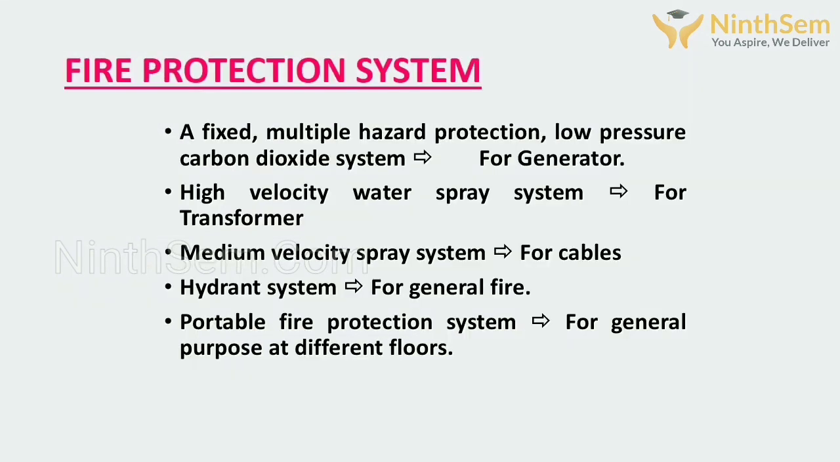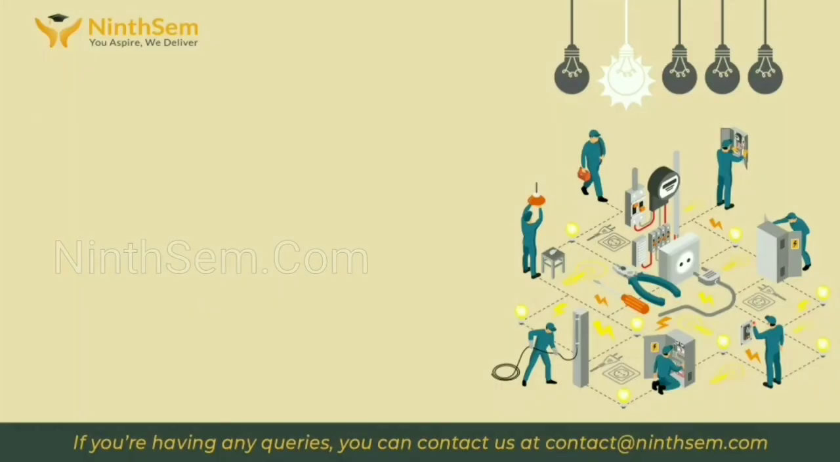Fire protection system. A fixed multiple hazard protection system: low pressure carbon dioxide system for generator, high velocity water spray system for transformer, medium velocity spray system for cables, hydrant system for general fire, and portable fire protection system for general purpose at different floors. That's all for today.